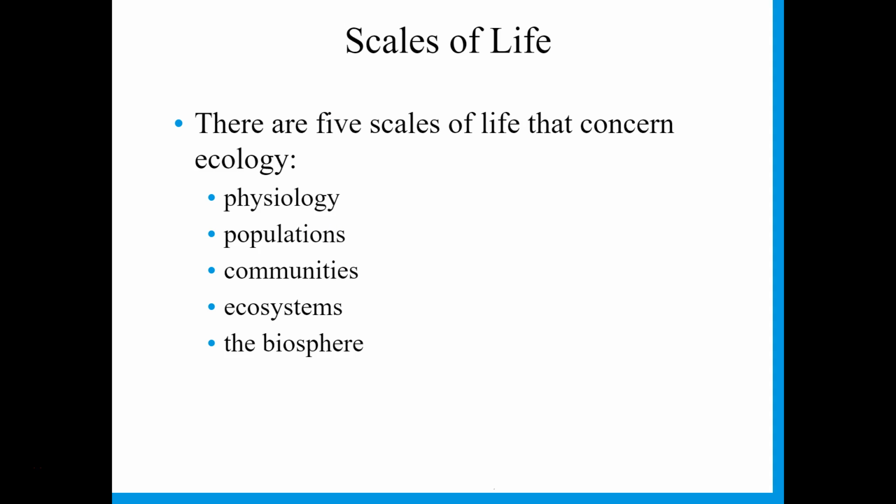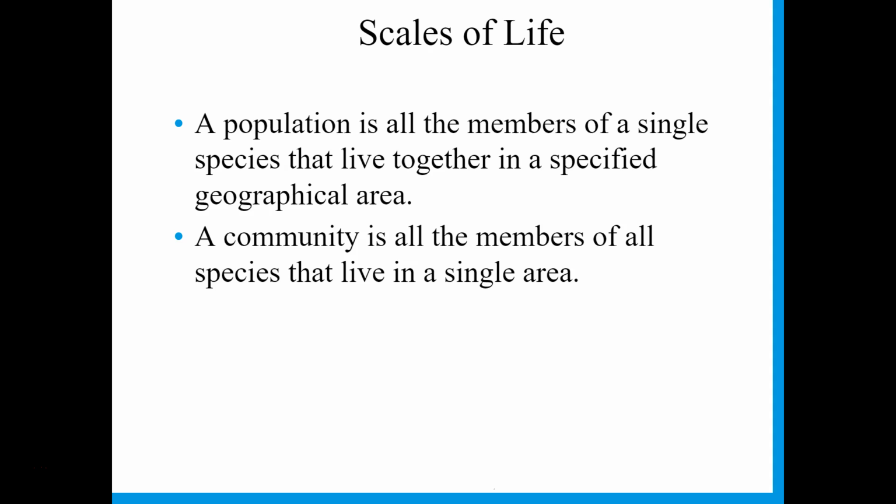So there are the 5 scales of life that concern ecology. There are physiology, there are populations, there are communities, there are ecosystems, and then there is the biosphere. And these are all just different lenses through which ecologists attempt to look at the environment, and hopefully we'll have time to go through and look at examples of each of these. But before we do that, we kind of need to talk about the different levels at which life is organized.